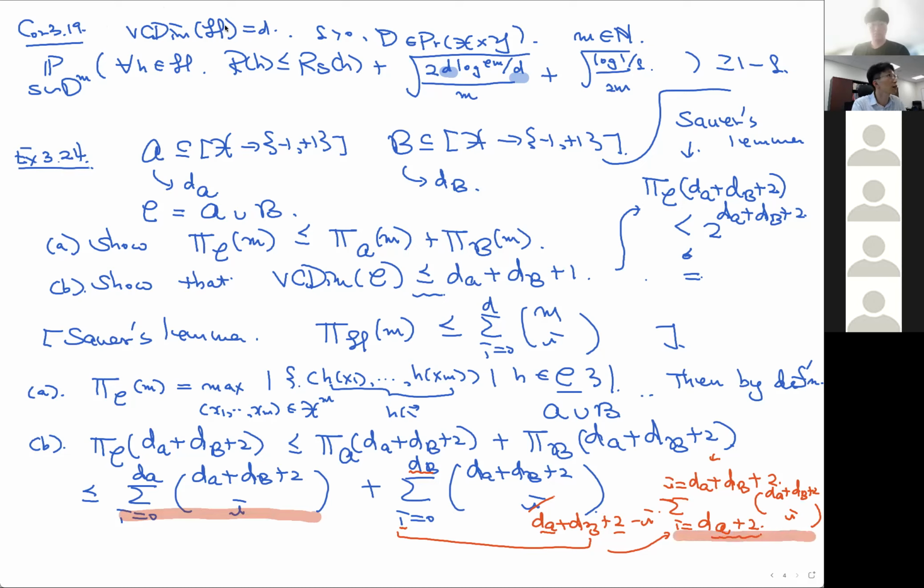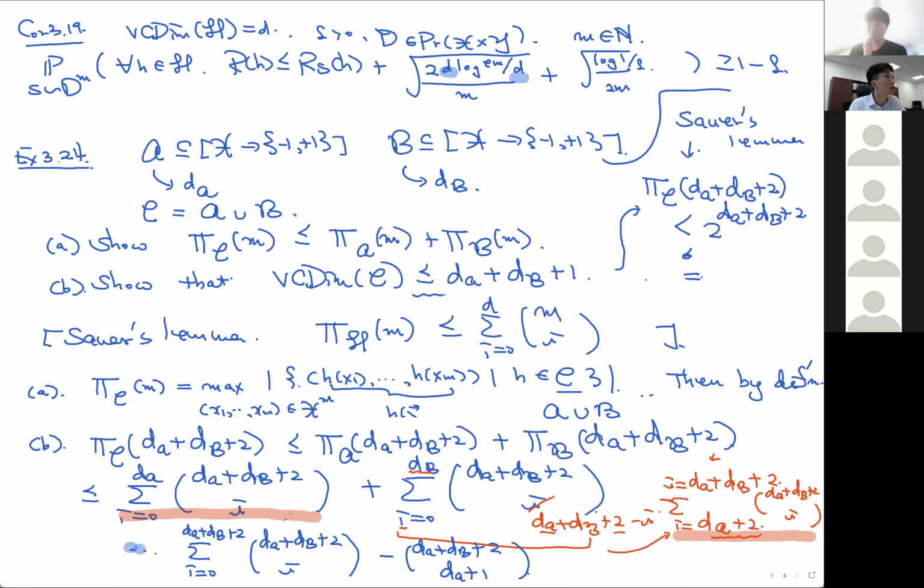Now, if you look at what we obtained, it is this term plus this term, and that's very much like summing I from 0 to dA plus dB plus 2, sorry, except the one is kicked out. The one thing that's kicked out is when I is equal to dA plus 1.